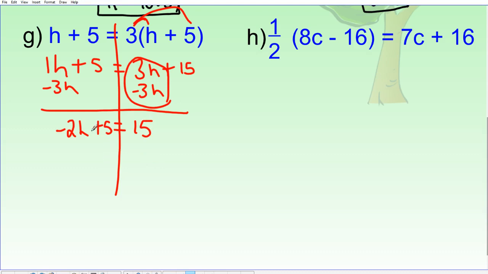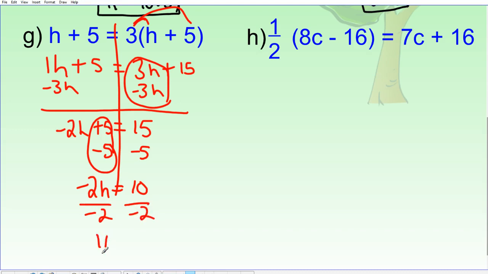So now it's a two-step. So I'm going to get rid of my add and subtract before the multiply and divide. So if I subtract 5 on both sides, these guys cancel out. I get negative 2h is equal to 15 minus 5, which is 10. Divide both sides by negative 2 and, whoa, what is that? It's supposed to be an h. H is equal to 10 divided by negative 2, which is negative 5.